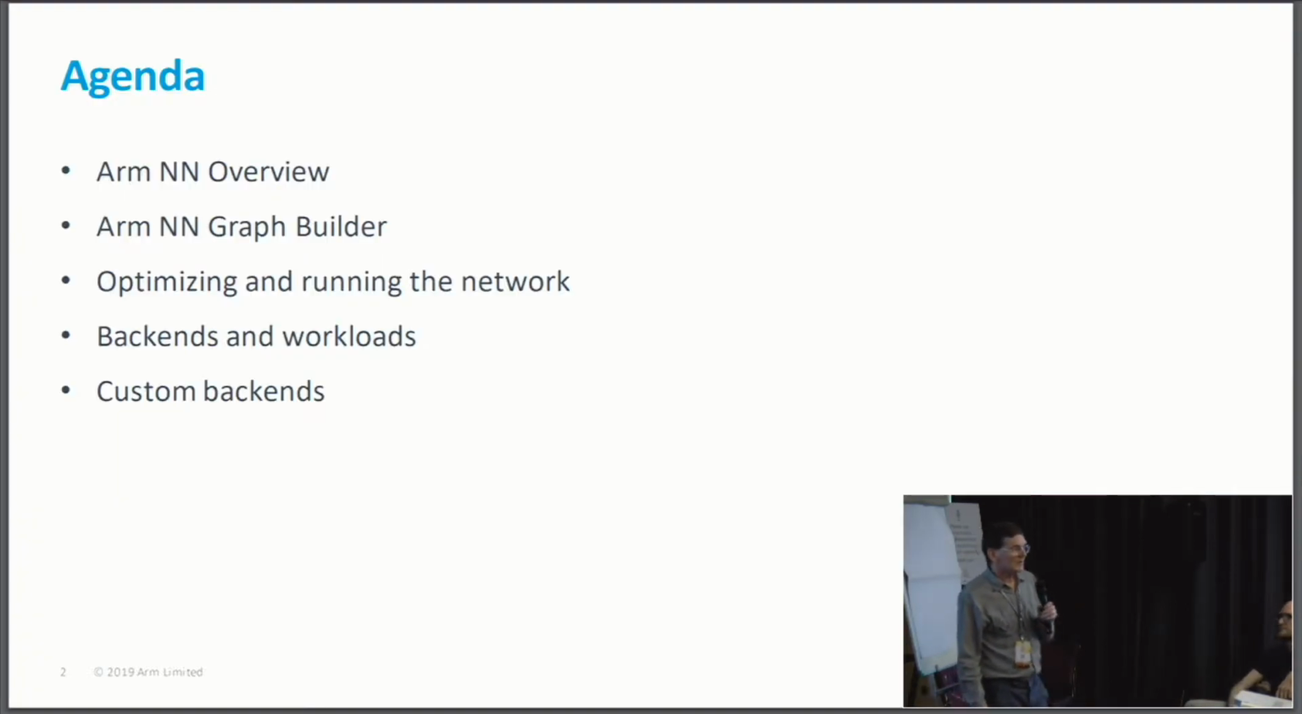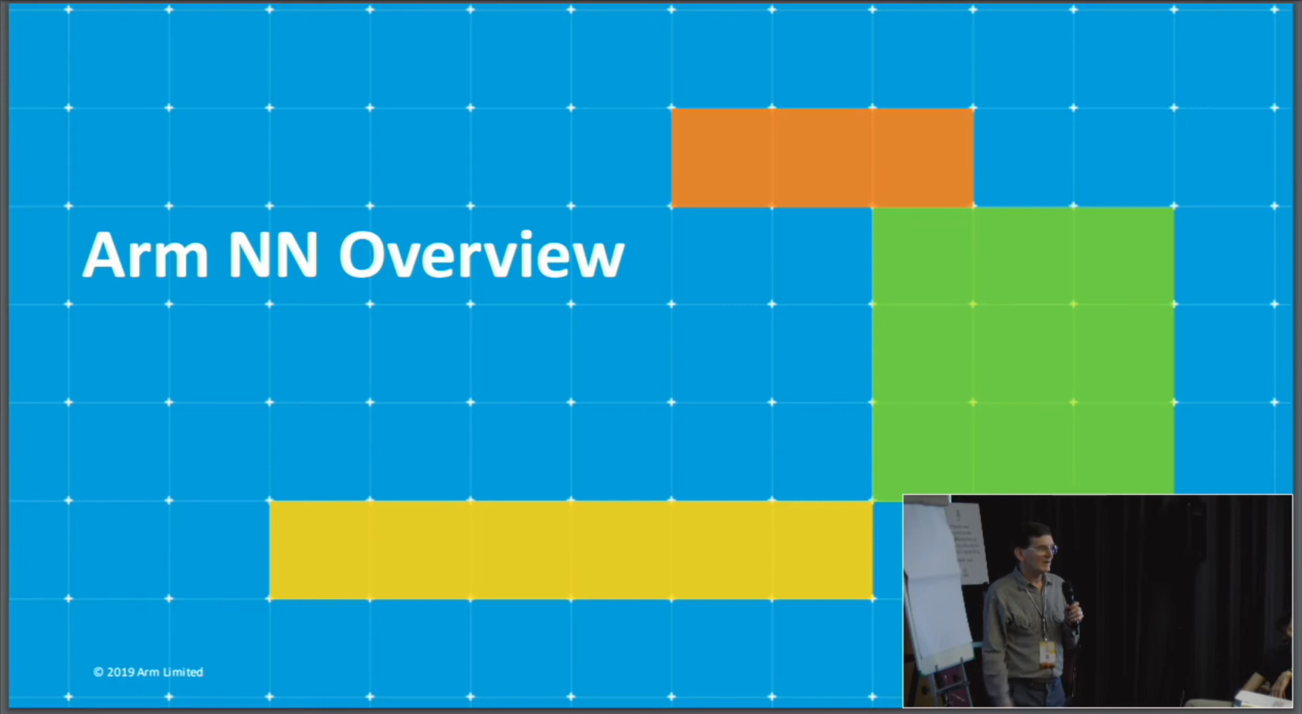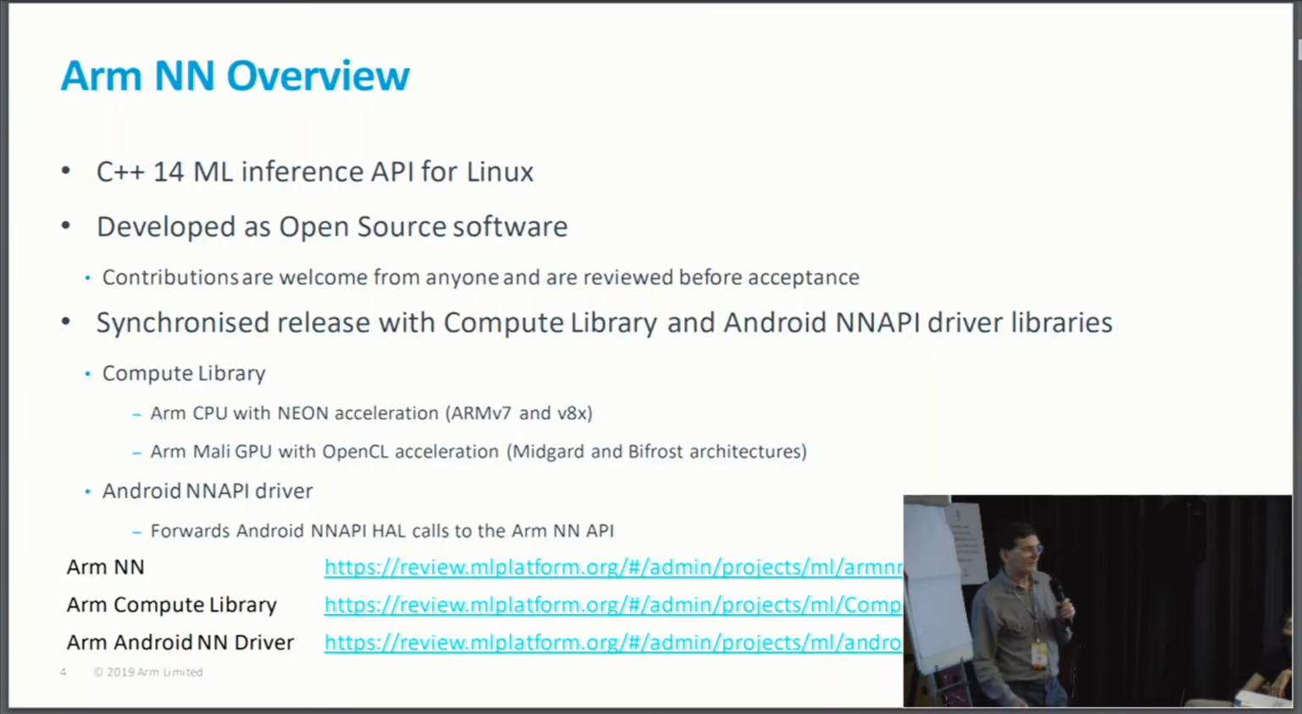So I'm going to take you through an overview of Arm NN first of all, and then a quick section on using the graph builder in the Arm NN library and optimizing and running the network with Arm NN. And then I think the interesting section for a lot of people is going to be the backends and, most importantly, how to write custom backends for the Arm NN library, what you have to do and where to put it. So let's start with the Arm NN overview.